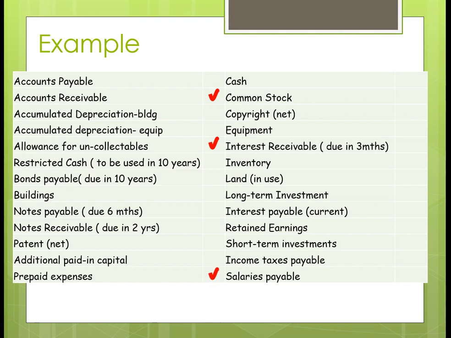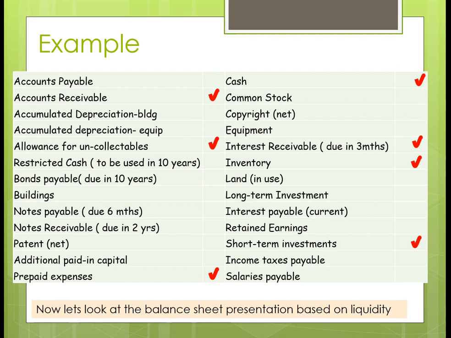Then we have prepaid expenses. Again, with prepaid expenses, it would depend, are they prepaid expenses for a year or less? If they are prepaid expenses for beyond a year, then that portion would be treated as long-term. Cash is always current. Interest receivable, it's due in 3 months, so that meets our criteria for short-term. Inventory, again, if we're churning our inventory, and usually you don't want that sitting on the shelves too long, that would be current. And our short-term investments. So now let's look at the balance sheet presentation based on liquidity.